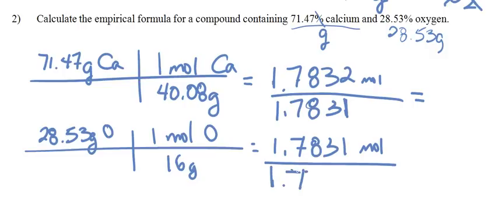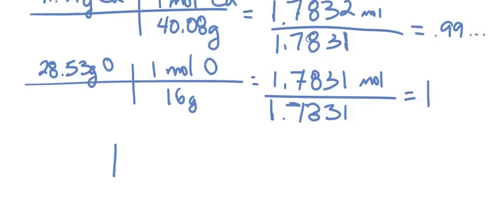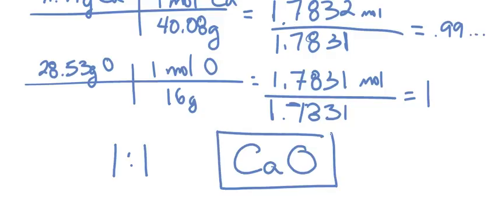So you will always, mercy, this pen is not behaving today for some reason. So that is a 1, and this is like a 0.999 something, which is very, very close to 1. So it is safe to say that we have a 1 to 1 ratio, which means that my empirical formula is CaO.